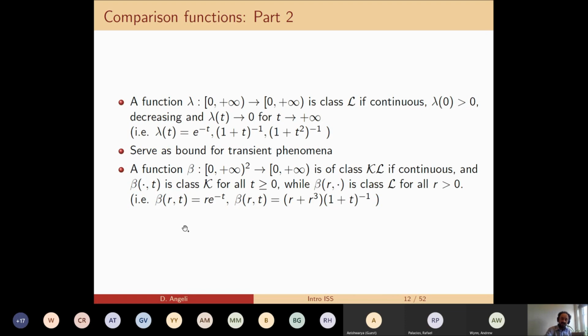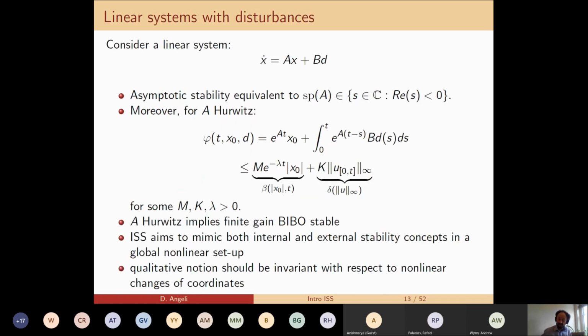So let's have a look at how this can be done, maybe for linear systems. Let's start from linear systems. We take a finite linear system of the following form: x dot equals Ax plus Bd. I use d for the input because I want to emphasize that this is a disturbance. I use the letter d for this reason.